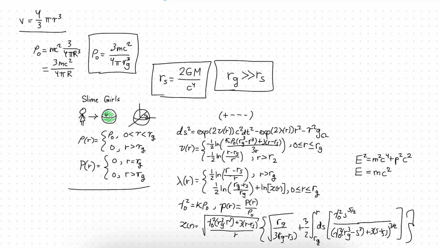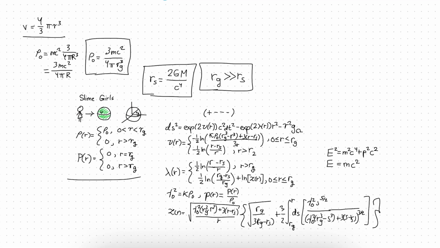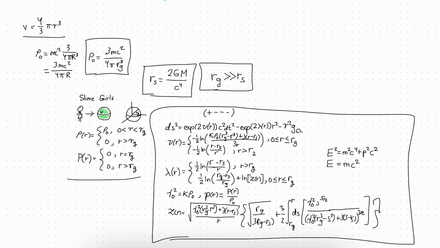So in summary, this metric here gives us the region of space-time inside your slime girl and outside your slime girl, who has turned into a spherical ball of slimy mass. Depending on what type of slime your slime girl is made out of, the energy density will be different. And the energy density is given by 3mc squared over 4 pi rg cubed, wherein rg is the radius of that ball that your slime girl's turned into, and m is her mass.